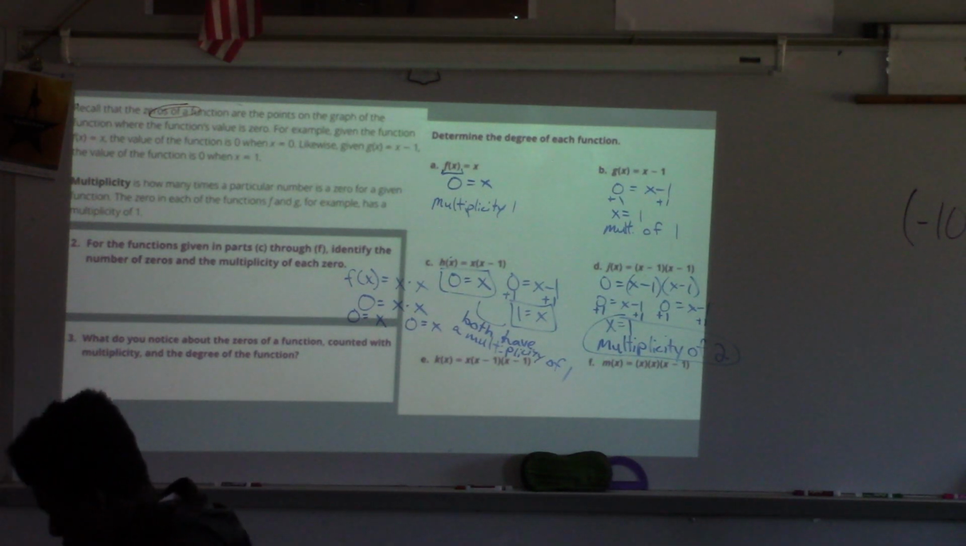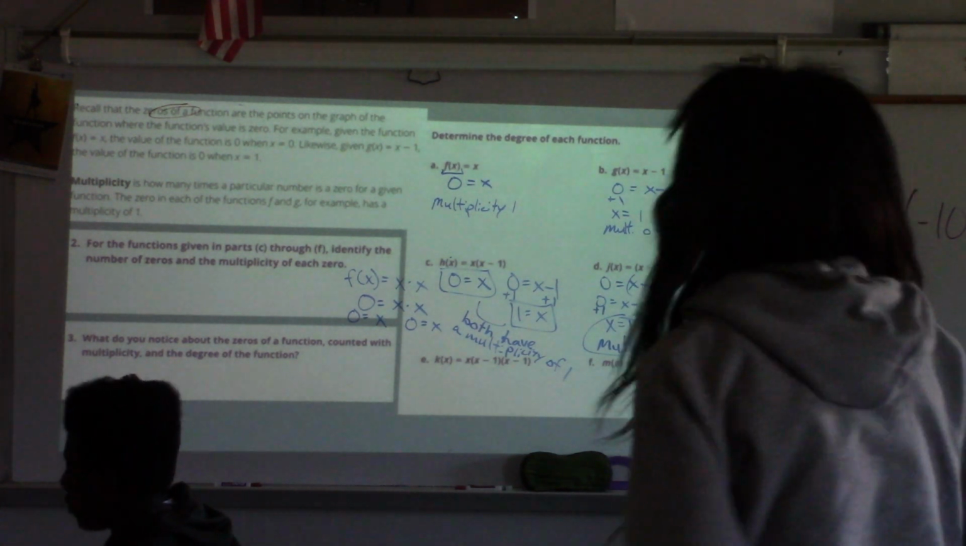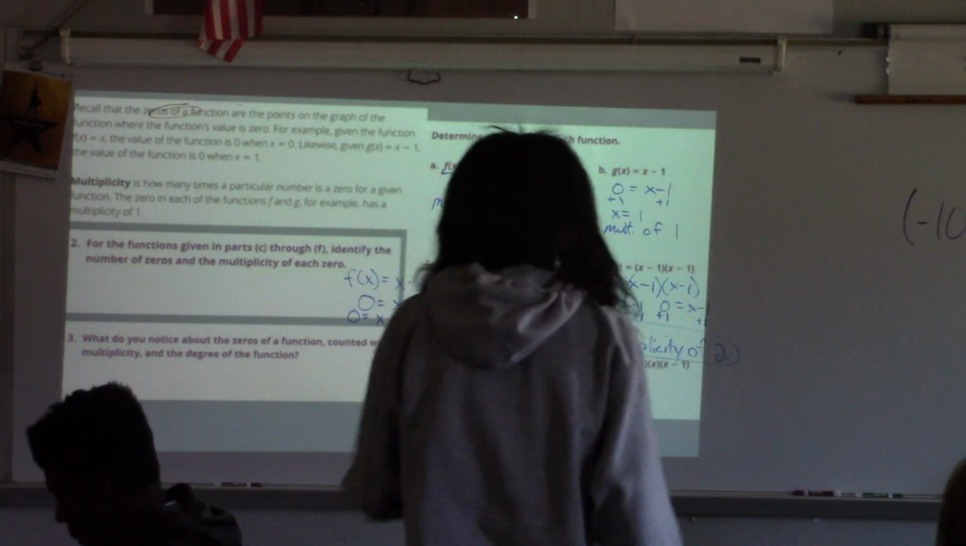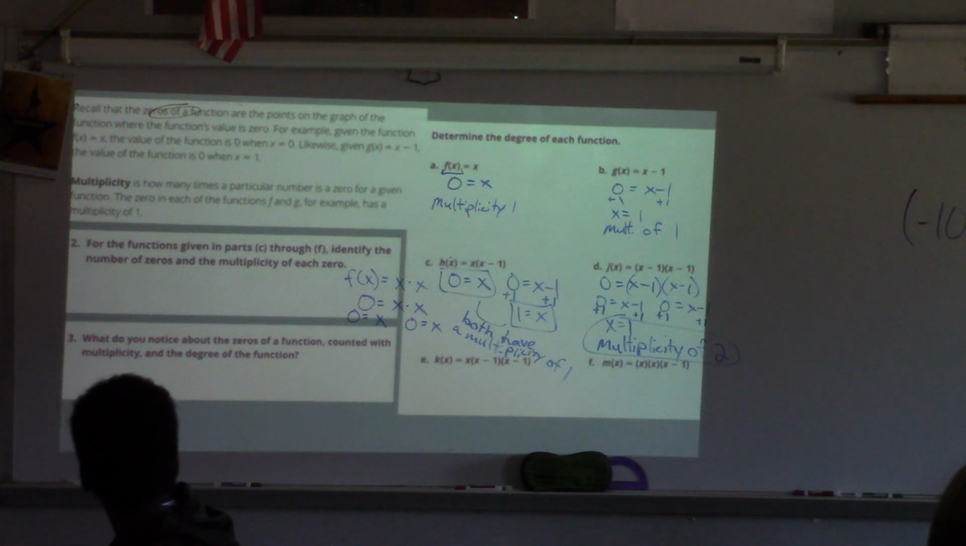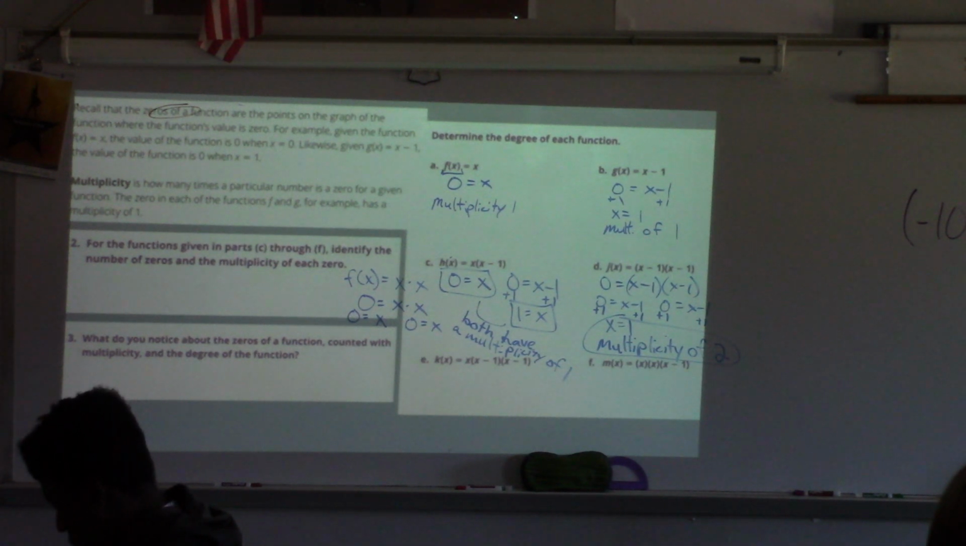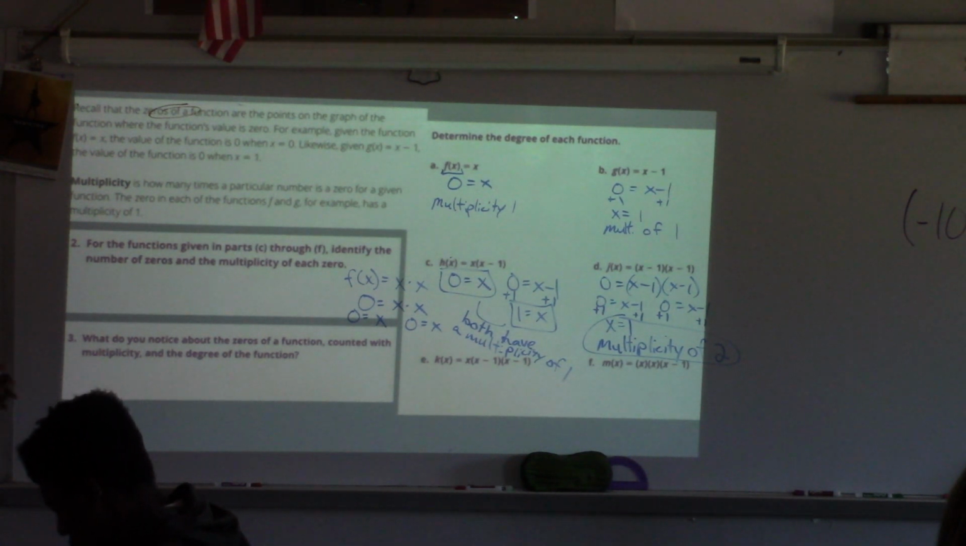What would I do to finish solving for x here? You take it out. 1 is equal to x. How many times did that zero show up? Twice. So what's that multiplicity? That one only showed up how many times? That zero only showed up once, so that multiplicity is 1. That one showed up twice, so the multiplicity is 2.